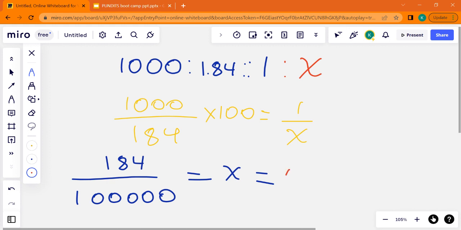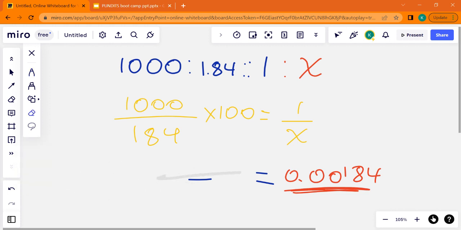This is 0.00184, which means for every increase of 1 foot above sea level, the boiling point of water drops by 0.00184 degrees Fahrenheit. This is the slope, and we already know the y-intercept is 212.